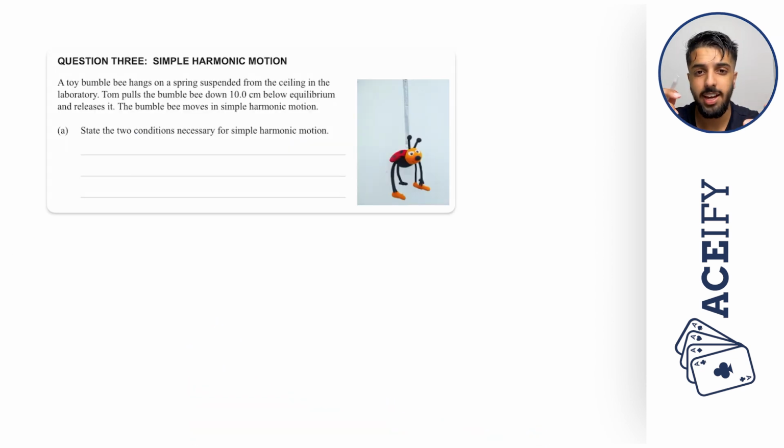A toy bumblebee hangs on a spring suspended from a ceiling in the laboratory. Tom pulls the bumblebee down by 10 centimeters below the equilibrium position and then releases it. The bumblebee moves in simple harmonic motion. State the 2 conditions necessary for simple harmonic motion.